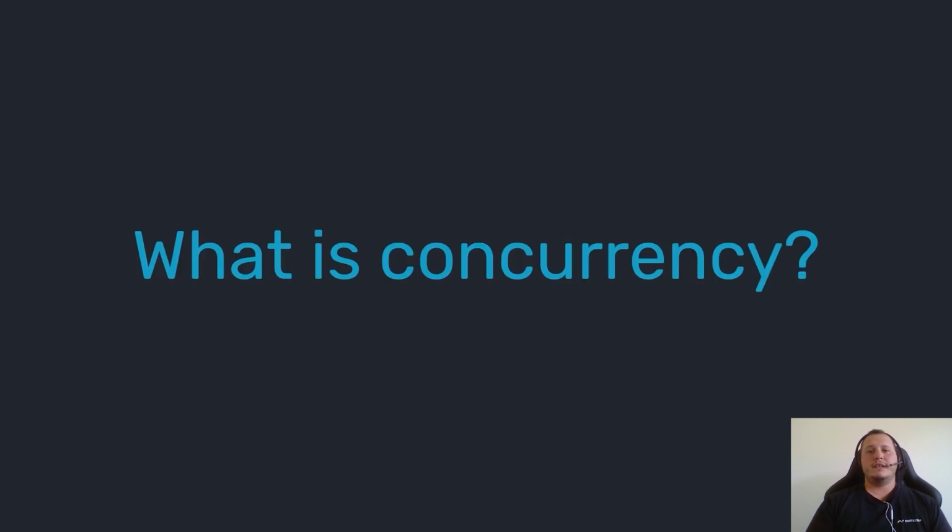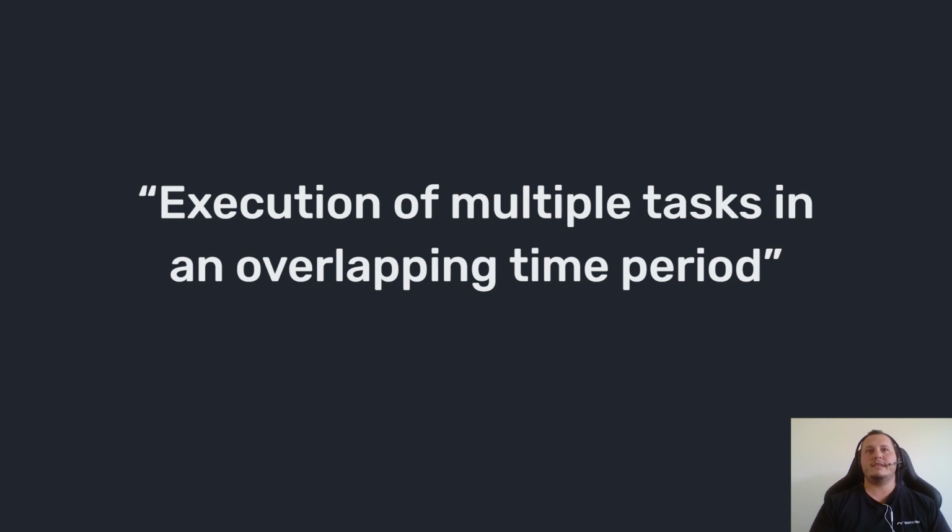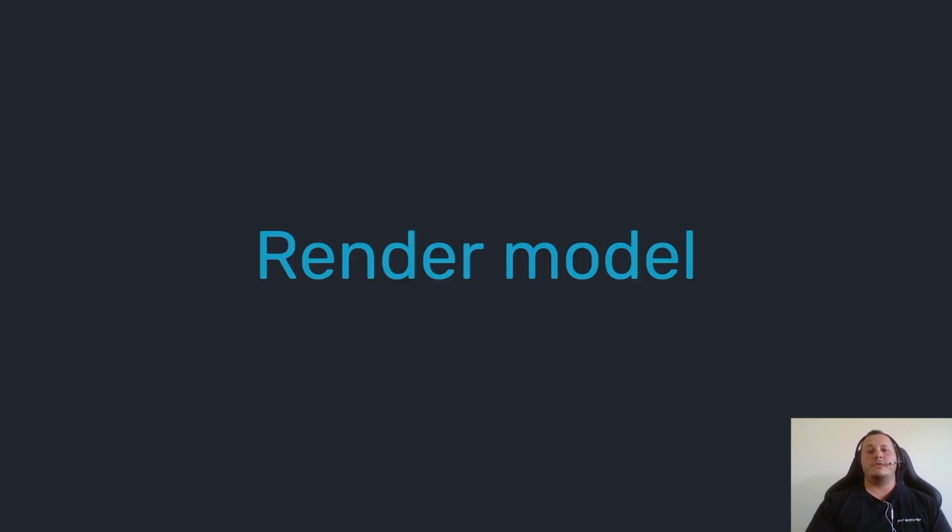So to begin with, let's define what is concurrency. By definition, it's the execution of multiple tasks in an overlapping time period. For React, it will give us the ability to prepare multiple versions of the UI at the same time. So let's see how the legacy render model behaves.